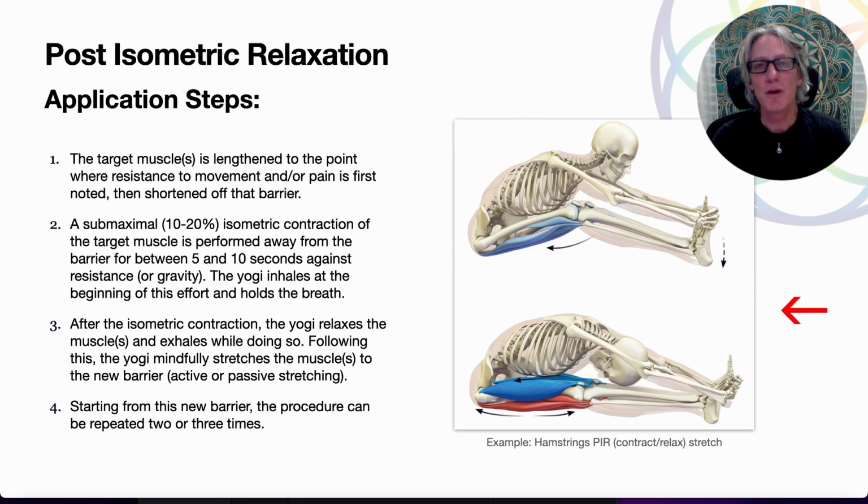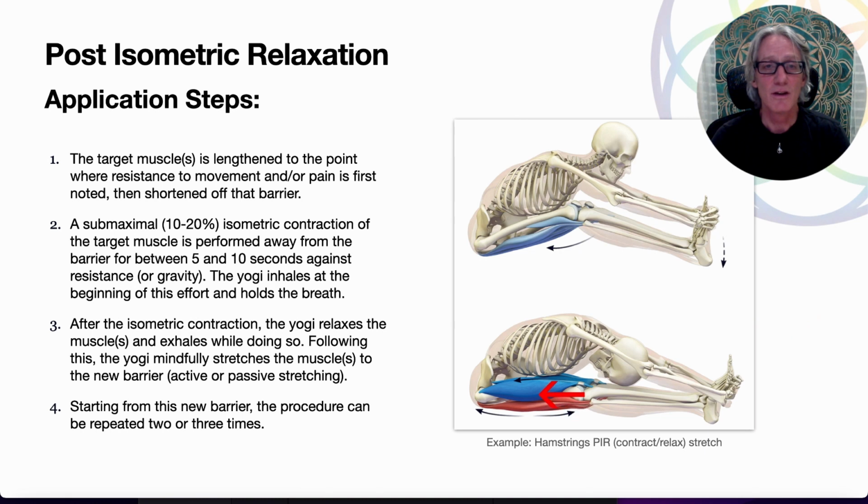And it doesn't have to be a big contraction. You can just do a little contraction, just enough to engage the muscle, 10 or 20% of maximum. So we do a submaximal contraction of the target muscle, and we do that as we take an inhale, and then we hold with that contraction. You hold that for 5 to 10 seconds, and then after that, you exhale and relax that muscle, and then take it into stretch.